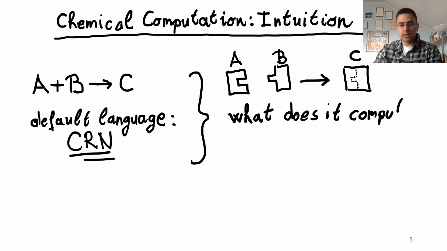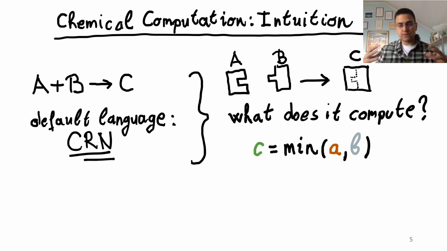Now, what does this CRN compute? Well, the reaction can occur as long as both A and B are present. Thus, when the one that was initially present in lower quantity, either A or B, runs out, then production of C stops. So the amount of C produced will be equal to the minimum of A and B initially present. And we can say that the CRN A plus B goes to C thus computes the minimum function.